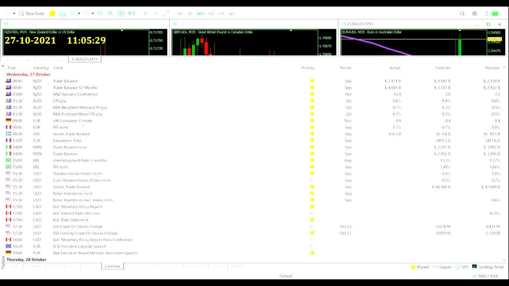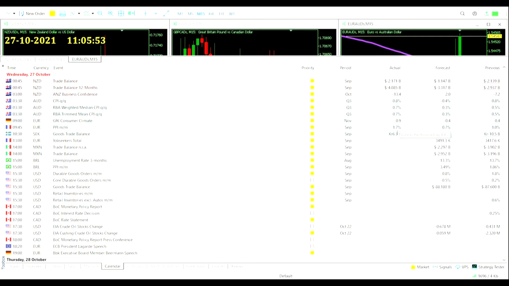And into the European session, what have we had? Consumer climate from Germany in the Eurozone. Decent beat for them actually. Consumers feeling not too shabby. 0.9% actual against negative 0.4 forecast. Bravo, bravo. 9:45 French PPI month on month.